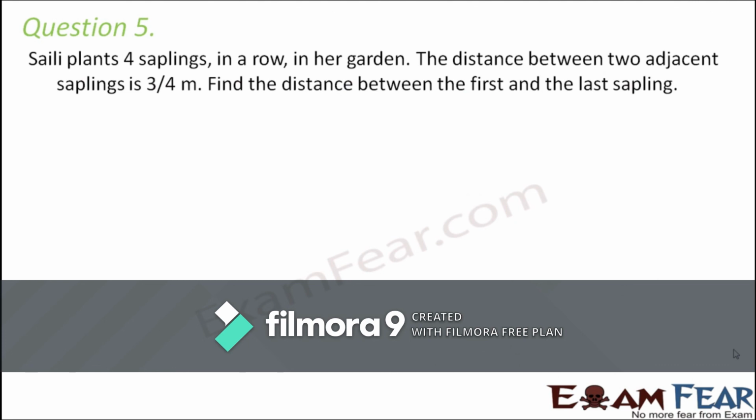Question number 5. Sally plants 4 saplings in a row in her garden. The distance between two adjacent saplings is 3 by 4 meters. Find the distance between the first and the last sapling. So the question tries to say something like this. Let's say this is one sapling, this is another sapling, this is yet another sapling, and this is the fourth sapling.